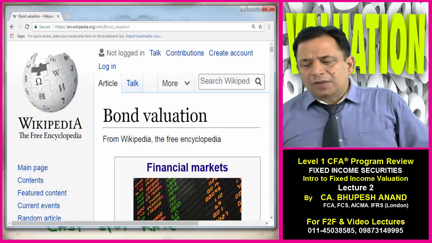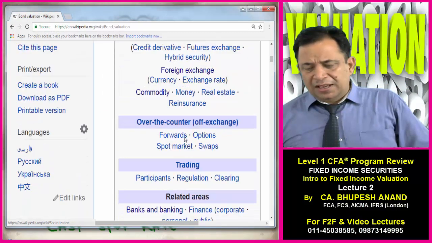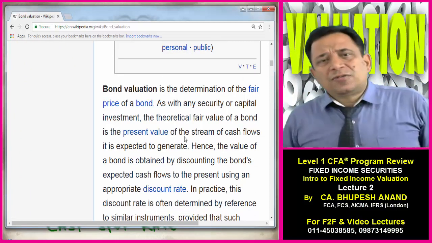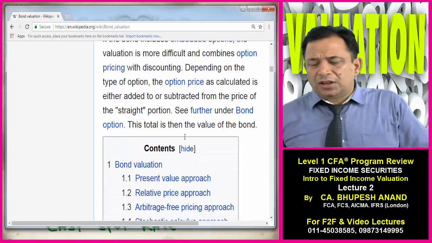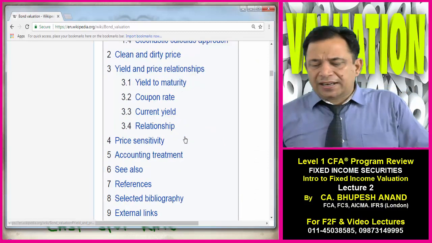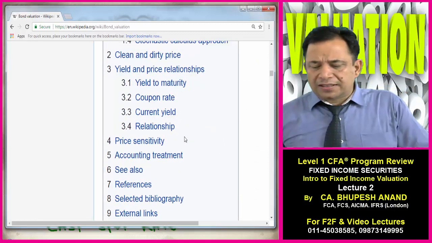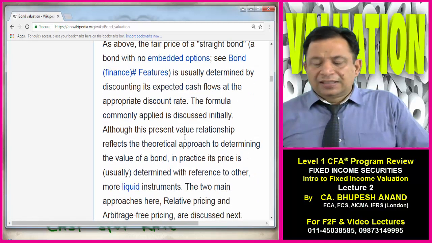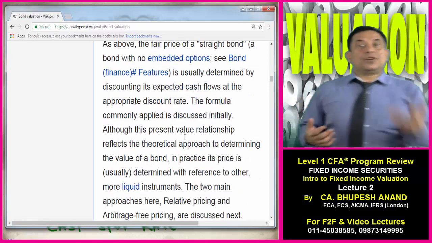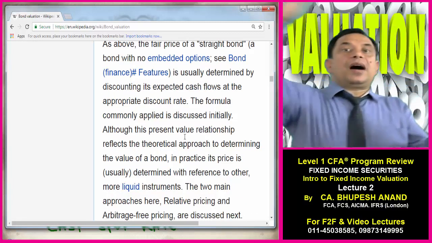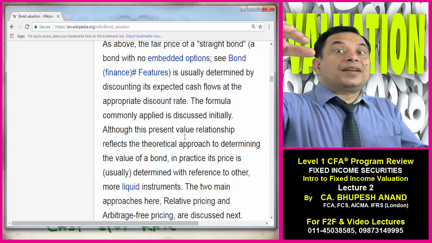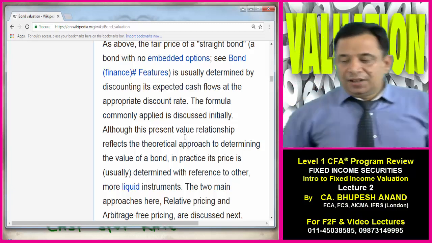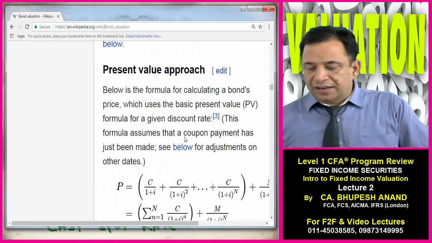Now let's see the bond valuation. This same thing is given in Wikipedia, how we can calculate the value of a zero coupon bond with the help of spot rate, yield to maturity, coupon, and price sensitivity. We will be doing all that. The arbitrage free pricing approach I will also be doing, because once we can calculate what the value should be, we can compare it with the market value and find out whether it is underpriced or overpriced. If it is underpriced, we will purchase it, and if it is overpriced, we will sell it. So like this, we can calculate different values.